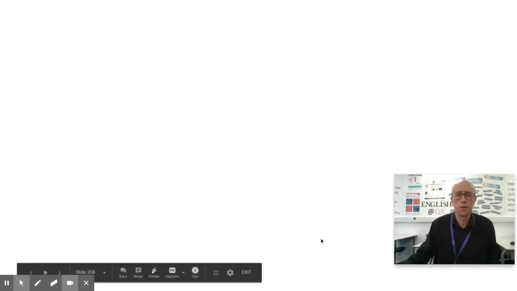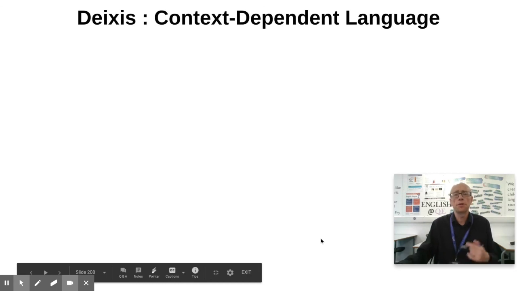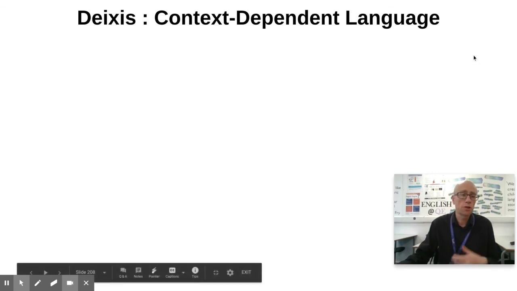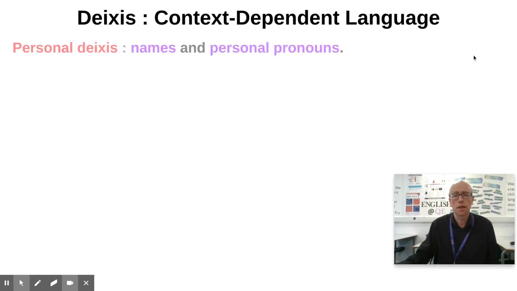Okay, so that's an important element of pragmatics. We'll now move on to deixis. So deixis means context-dependent language. It's often a feature of speech, but it can be in other kinds of texts as well. We have different forms of deixis. These are explained in the textbook on page 49.